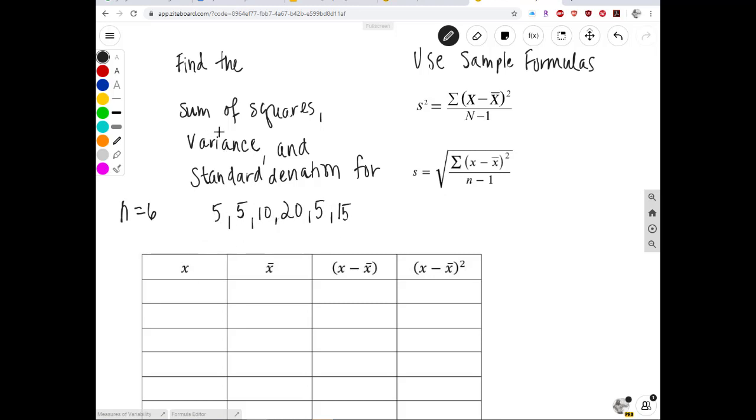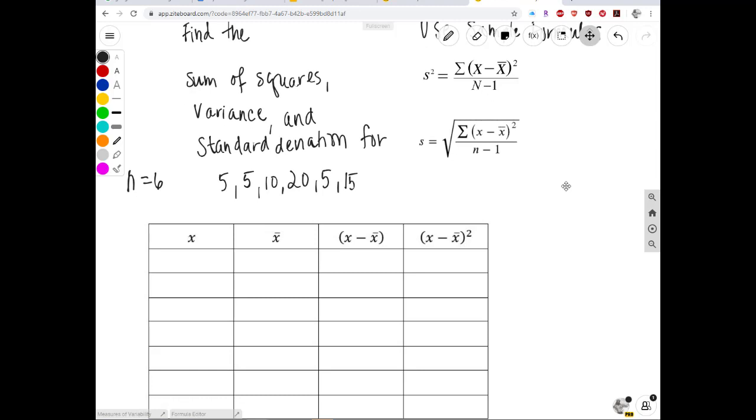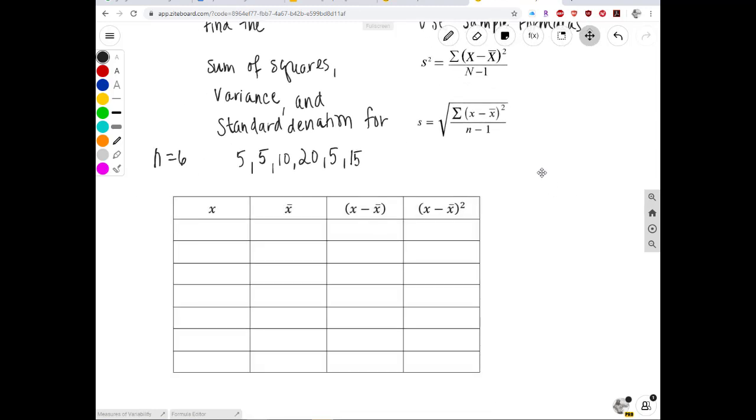So we want to find the sum of squares, the variance, and the standard deviation for this set of data. And we want to make sure that we use the sample formulas. Because remember, I said that in my class, I want you to focus on the sample formulas. So let's start off by filling out this standard deviation table. And I'm going to go ahead and start off with all my pieces of data, which are the x's. So this is 5, 5, 10, 20, 5, and 15.